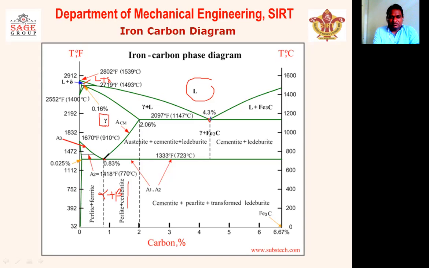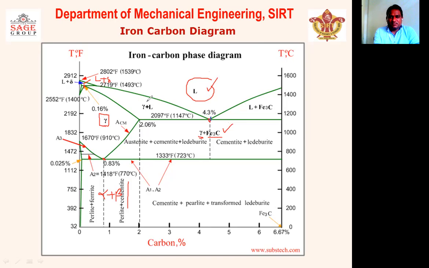So this is the eutectoid reaction. And at the eutectic reaction, here is the liquid state, and after the reaction it transforms to two solids. One will be gamma and another will be Fe3C, that is cementite. So these are the different phases.